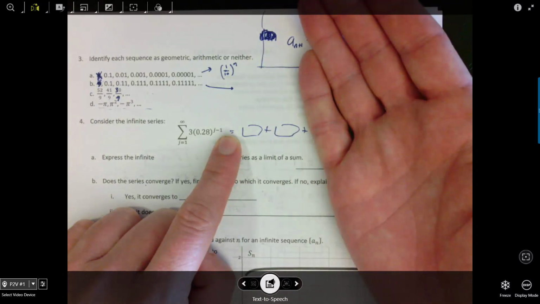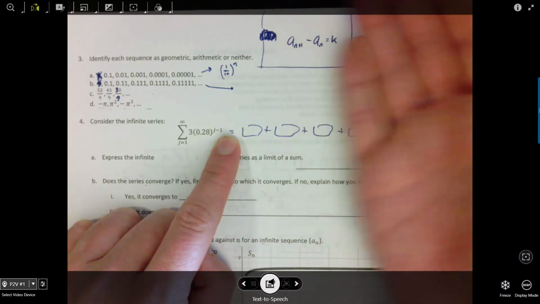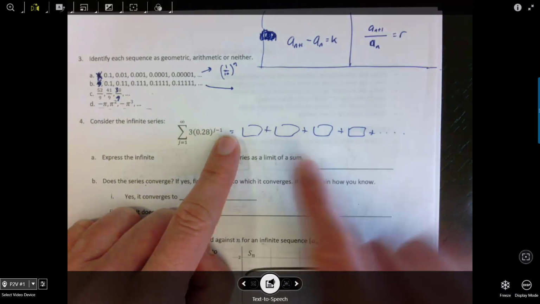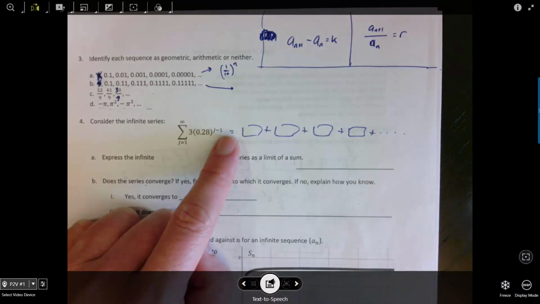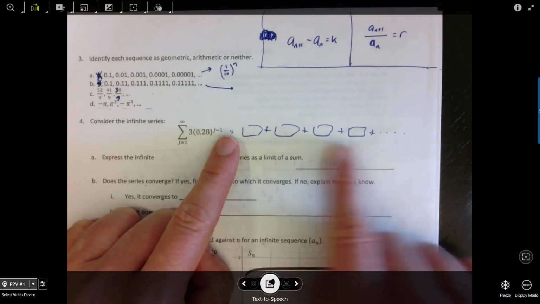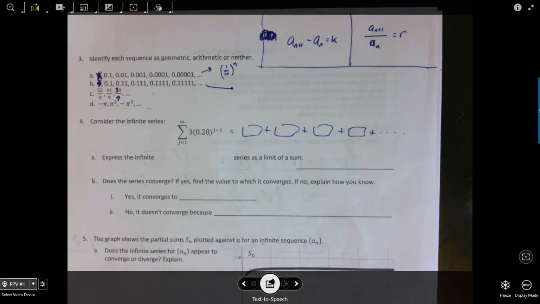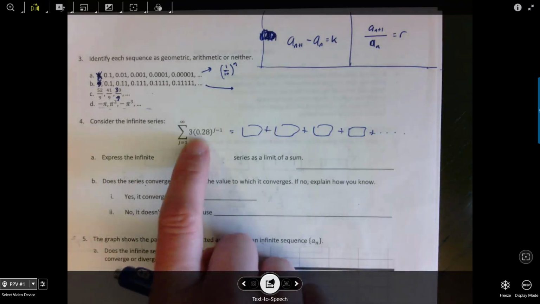The sum of the first two is the second partial sum. The sum of the first three is the third partial sum. So if you look at the sequence of those partial sums, you want to know, as you're adding more and more terms, is the sequence of partial sums approaching some fixed value? Because that would imply that the whole infinite sum is approaching a fixed value, and therefore it converges. So I'm thinking, all right, this is a geometric series.